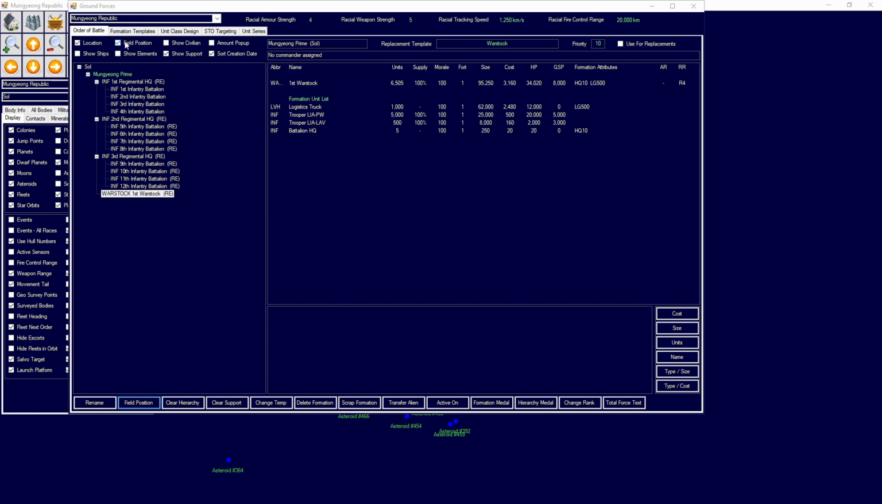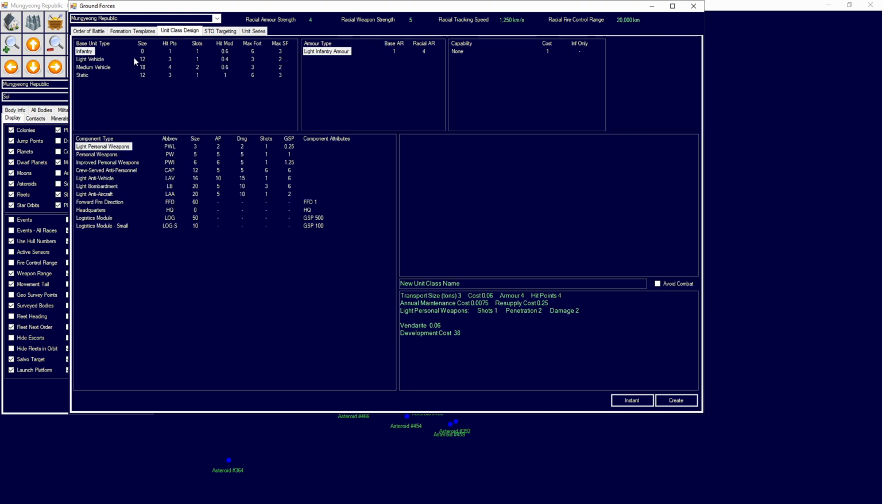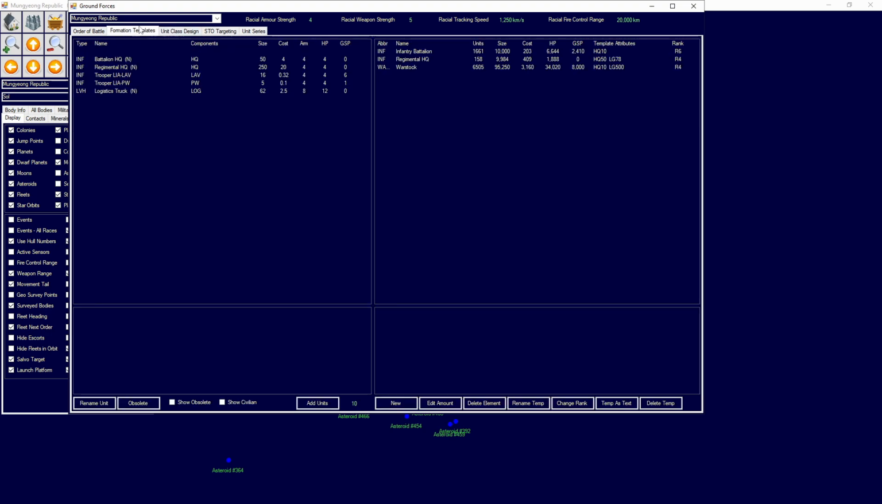So, let's start with formation templates before we get into the actual combat situation and then explain the scenario that we are in. So, if you go over to this tab, we talked about this, but we're going to head over to this tab called Formation Templates. Once you've designed your unit class design or your elements, which are what these are over here, we got our troopers, we got our logistics vehicles, we got our HQ formation units, so these are elements. We then want to turn these into formations.